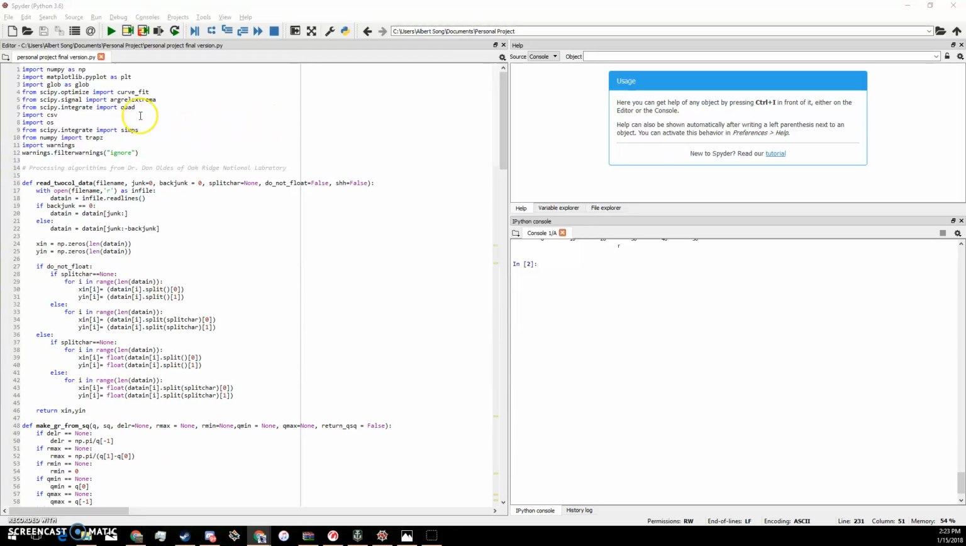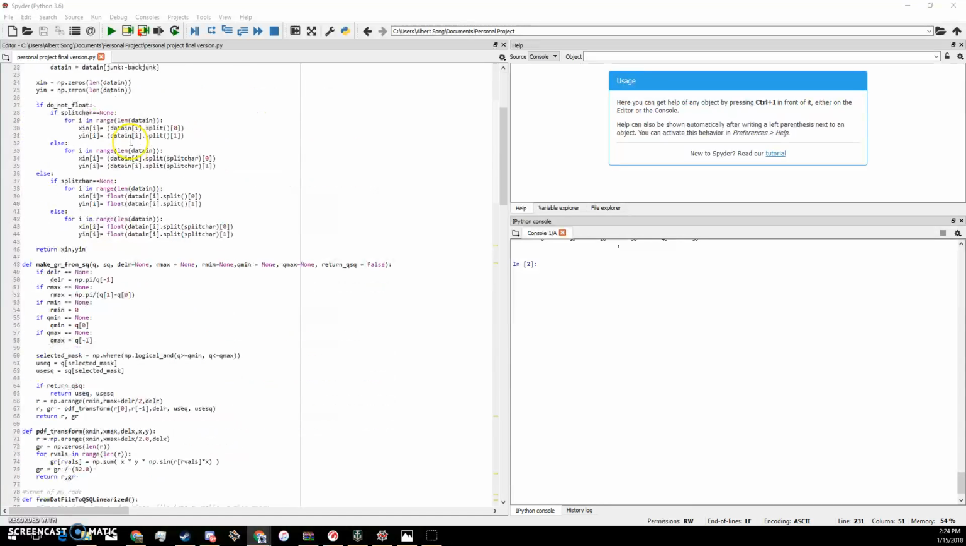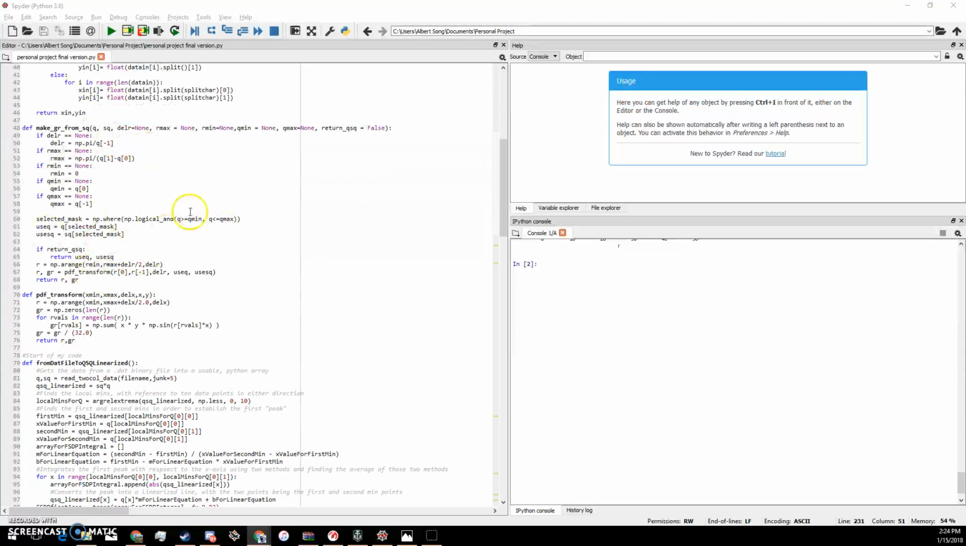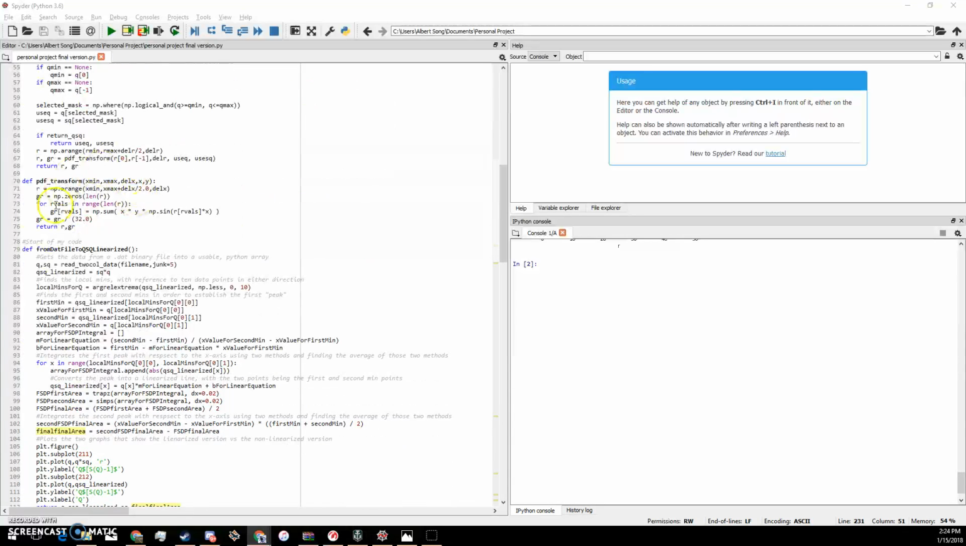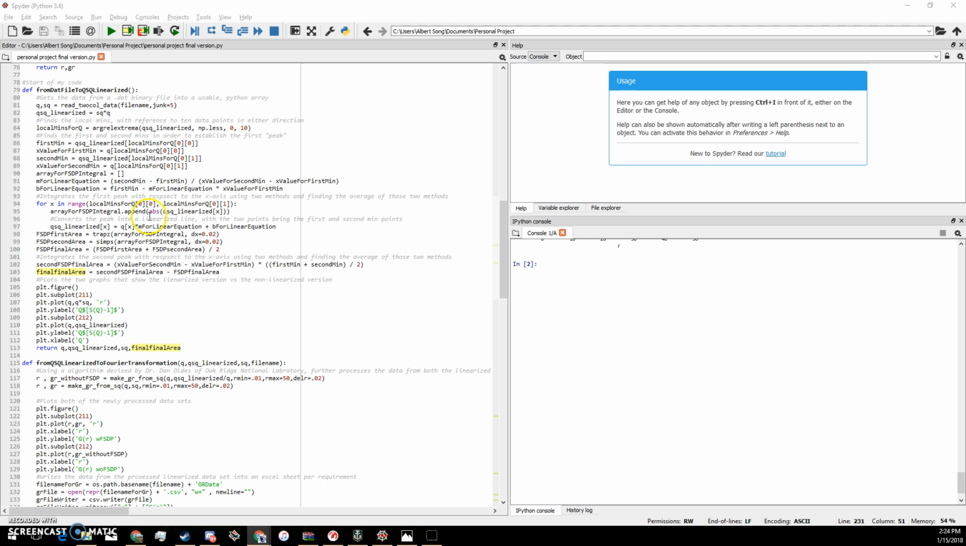This is my program for my personal project. Here we have a couple libraries that we need to import, as it allows us to do what we're going to do. Here's a definition that reads the data. Here's a definition that processes a set of data. Here's a definition that performs a Fourier transformation on a set of data. And this is where my code starts.